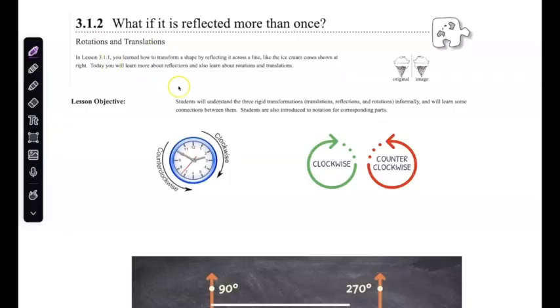We're going to talk about rotations. When we rotate things, we've got to keep in mind that there are two ways you can rotate. You can rotate clockwise, like a clock goes, or you can rotate counterclockwise. Clockwise goes down from right to left, counterclockwise goes up from left to right.